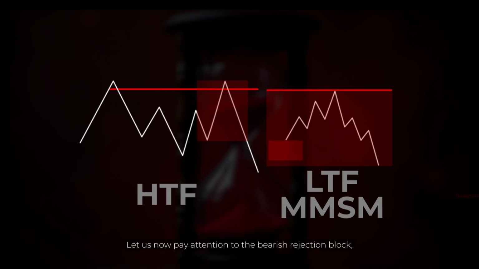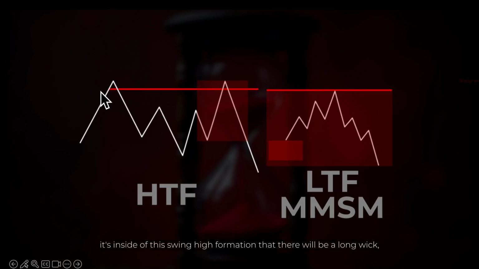Let us now pay attention to the bearish rejection block. What you can see is that the market expanded towards the upside and eventually formed a swing high. It's inside of this swing high formation that there will be a long wick which will extend to the right. Notice that the market repriced towards the downside and we eventually see it go sideways for a bit. The market has one more push towards the upside into the price range of that bearish rejection block, and we then see the market expand towards the downside after forming a new high right here.